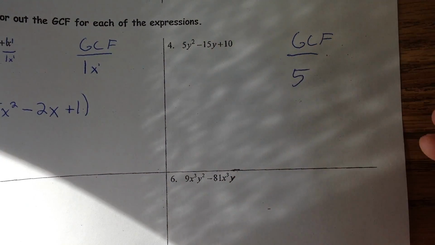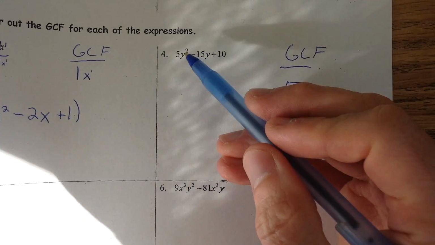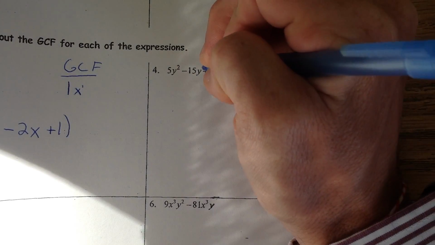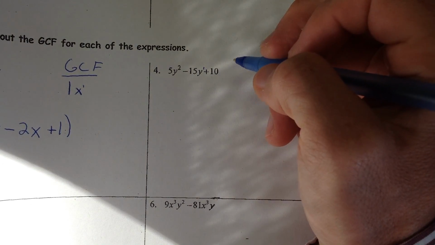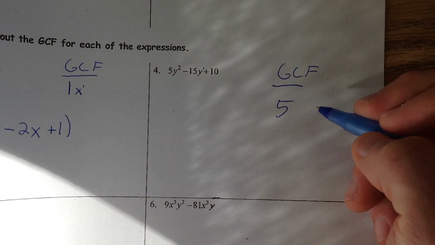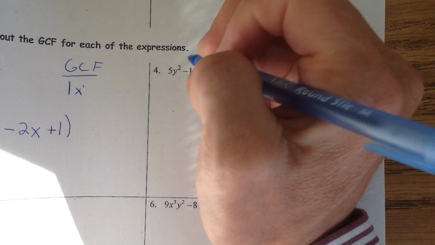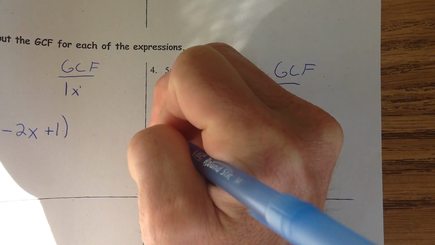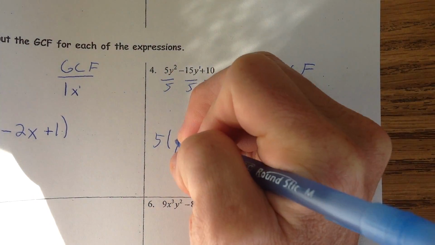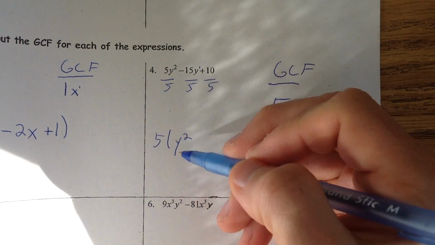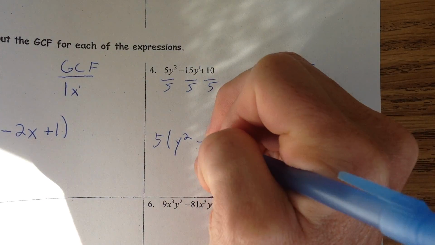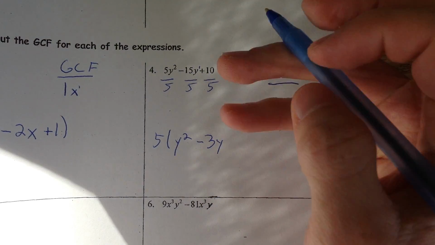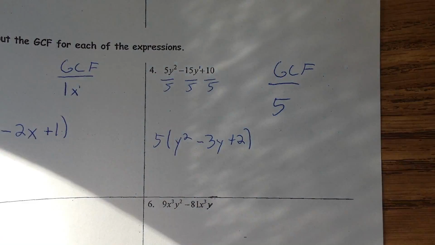Now, on this one, we're not actually going to be able to take out a letter because this is y squared, this is y to the first, and this one doesn't have any y at all. So if it doesn't have any y at all, we're not going to be able to divide out a y. So our GCF is just going to be 5. The 5 comes out front, and we're left with y squared. You could also write 1y squared if you wanted, minus 3y. 15 divided by 5 is 3, and then 10 divided by 5 is 2.